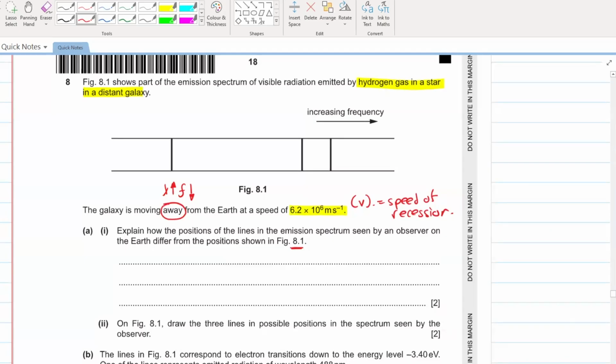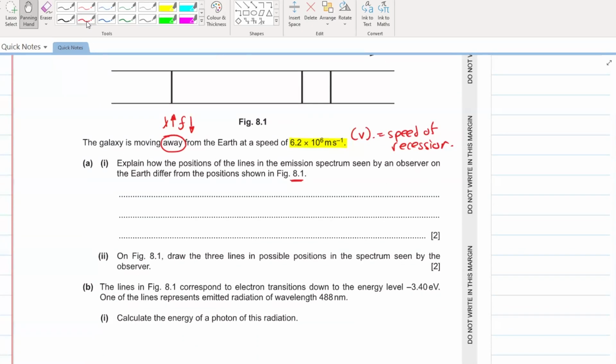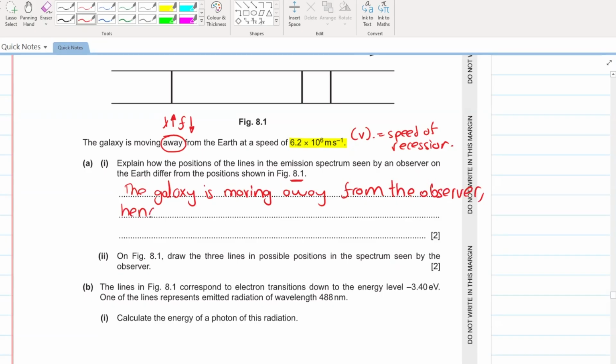So you will say the star is moving away. The star, or you can say the galaxy, is moving away from the observer. Hence, wavelength increases and observed frequency decreases.